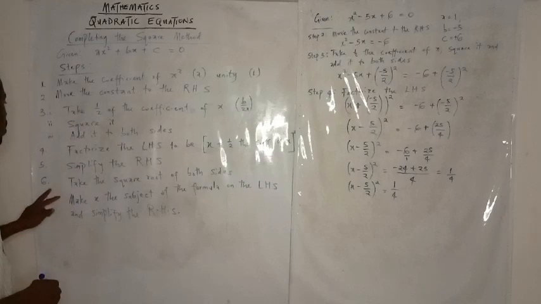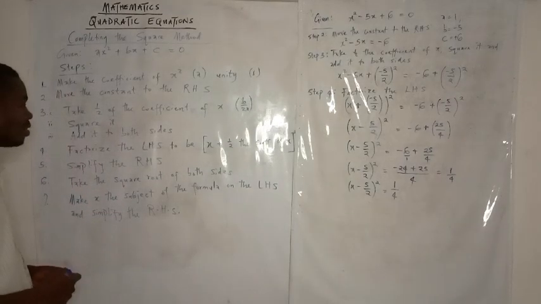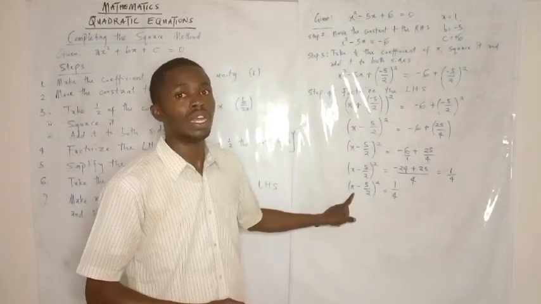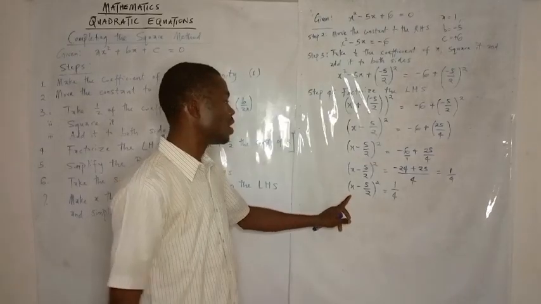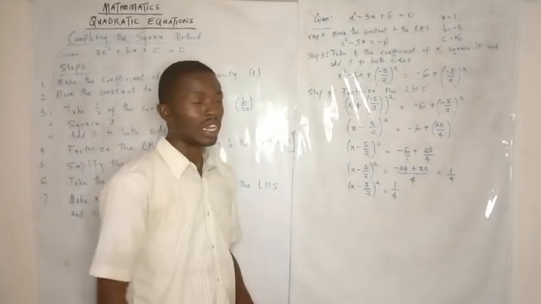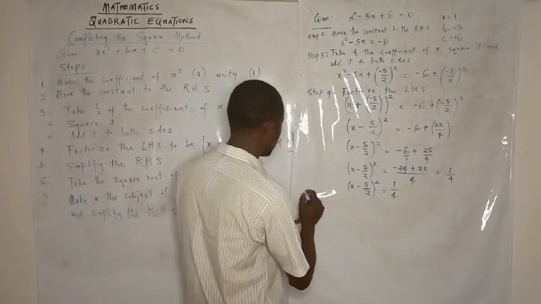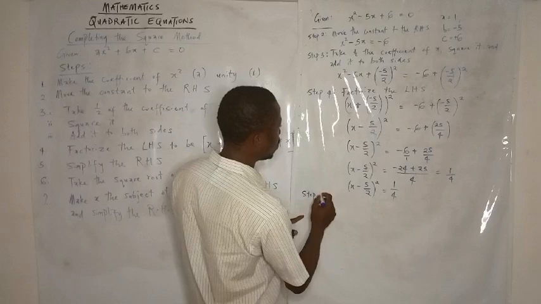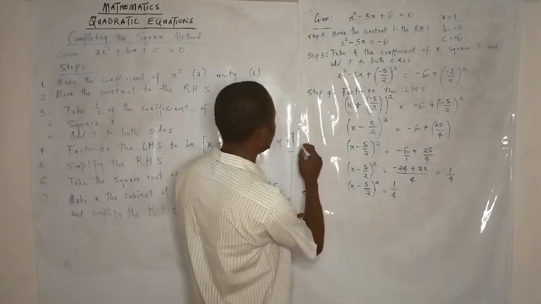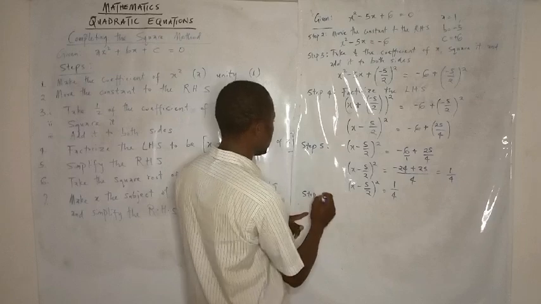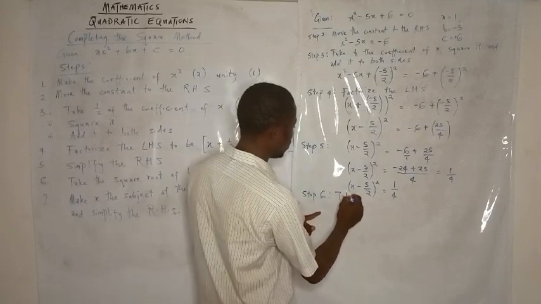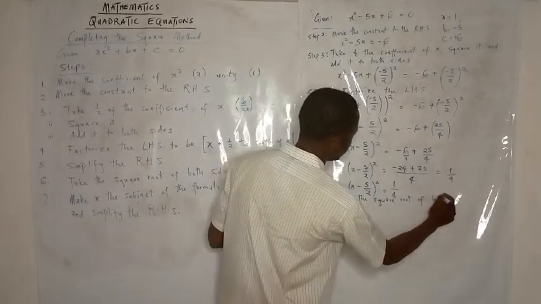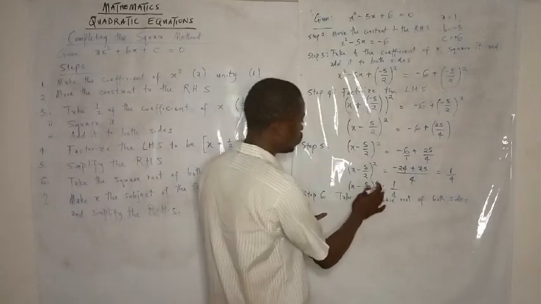The 6th step says take the square root of both sides. We take the square root of both sides because we want to make x the subject of the formula now. At this point, our focus is to make x the subject of the formula, and that will give us the final answer. Okay, this was step 5, and then step 6, for us to take the square root of both sides, because we want to make x the subject of the formula.